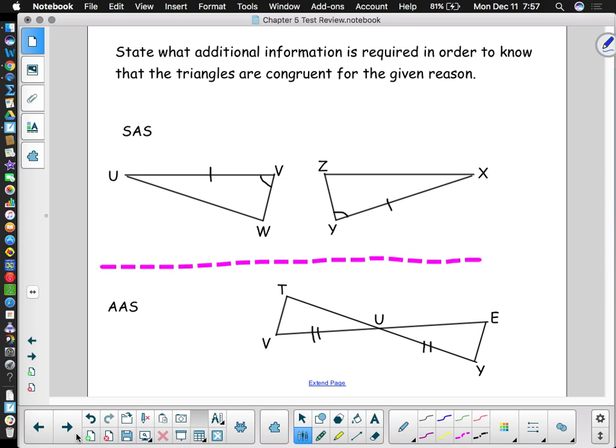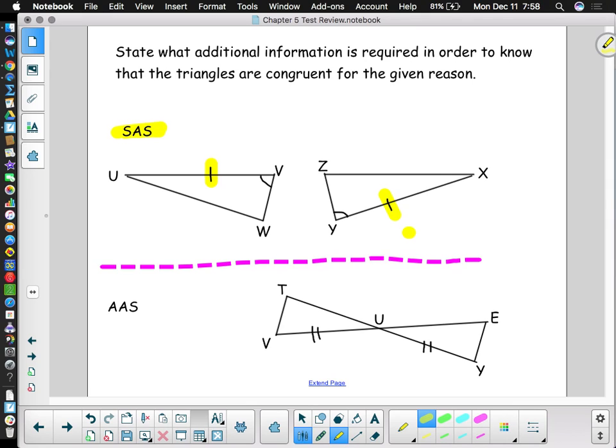State what additional information is required in order to know the triangles are congruent for the given reason. So this is the one that people always kind of struggle with a little bit because they get confused. What I'm telling you is that the triangles are congruent. And I'm telling you the shortcut that we want to use to show the triangles are congruent, but we're missing some information. What information is missing? So we have to pay attention. I want to use side, angle, side.